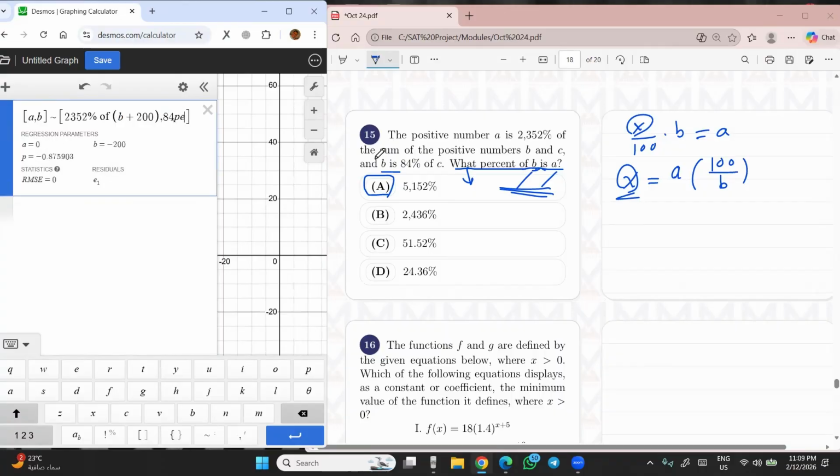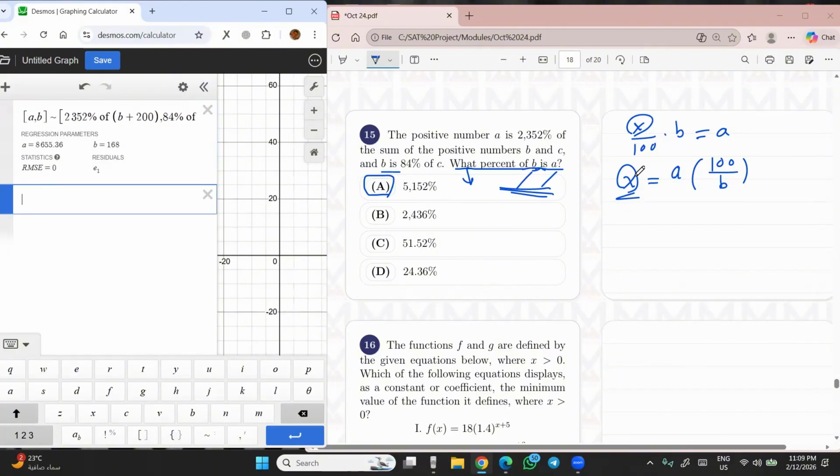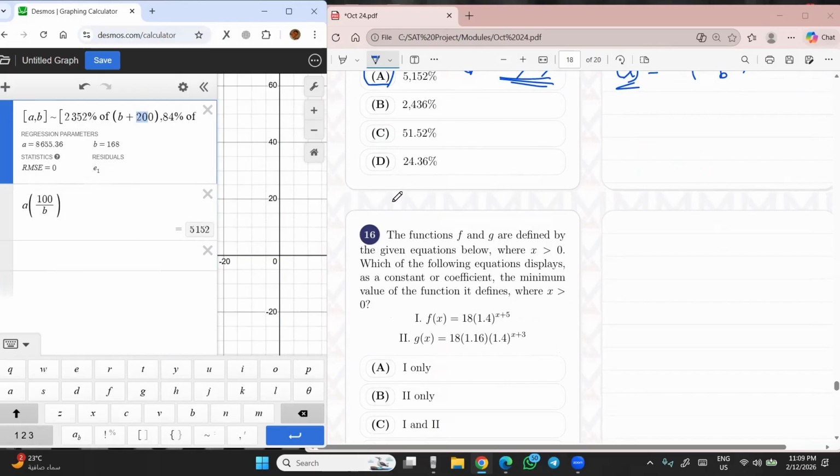84% of C, and C we just make a number, a hypothesis number of 200. And then we need to get what? A times 100 over B. A into a fraction of 100 over B, and you still get the same number. Whatever the number you choose instead of C, you get the same number as the value of X. So the answer is A.